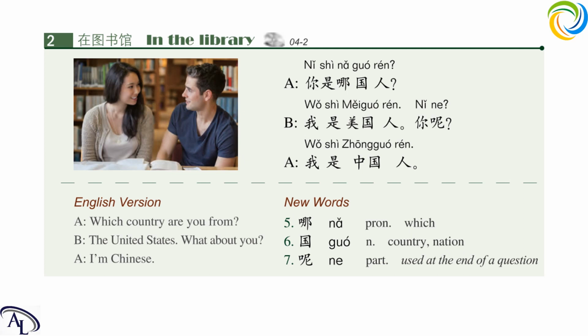Okay, now try to remember how to say China. China is 中国, and America is 美国. Very good. Okay, last new word of text 2 is 呢. The initial n and the final e, and it is a neutral tone, which we should pronounce soft and quick. Okay, read after me. Ne.